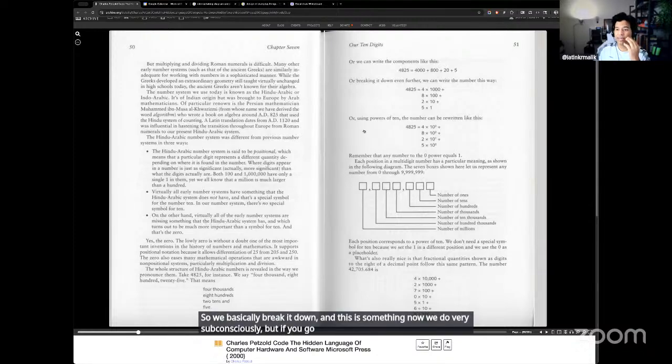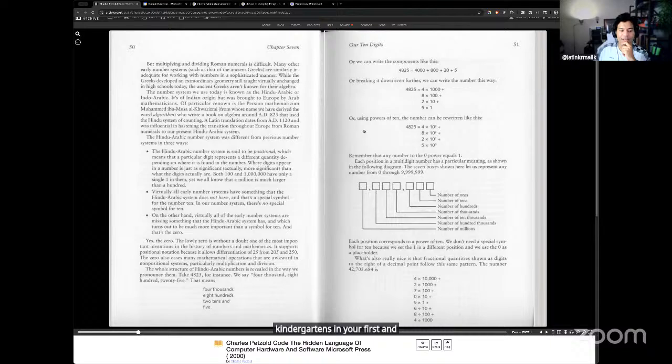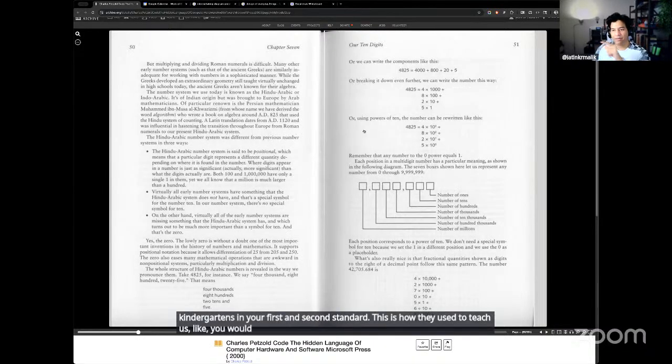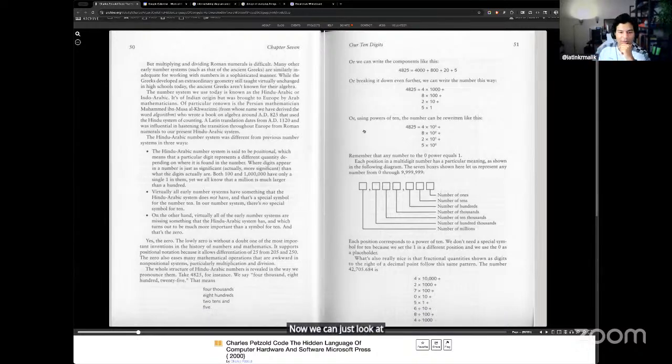But if you go back to elementary school, like kindergarten and first and second standard, this is how they used to teach us. In India, we would look from the right side, first put three digits and then two digits each, the Indian system, and then we would parse the number. Now we can just look at a number and do it very quickly.